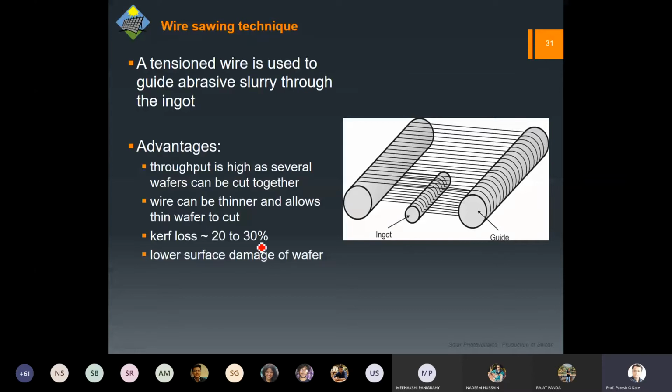So the throughput, the output, will be higher. Wires are thinner, so the kerf losses are going to be less. But still, there is some thickness here, so about 20 to 30% losses are there. And there is another advantage, the smoothness, rather I should talk about the roughness of the surface.